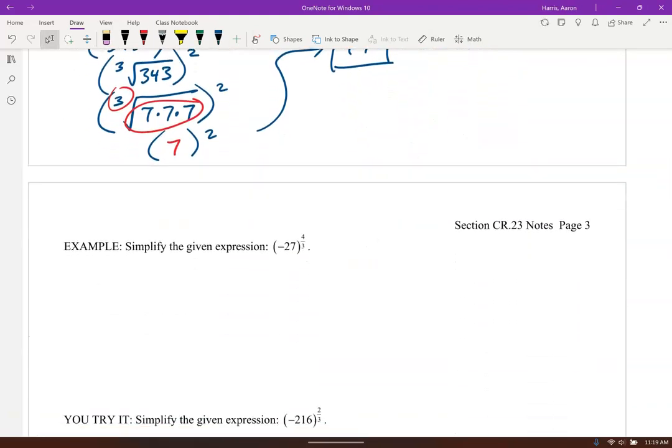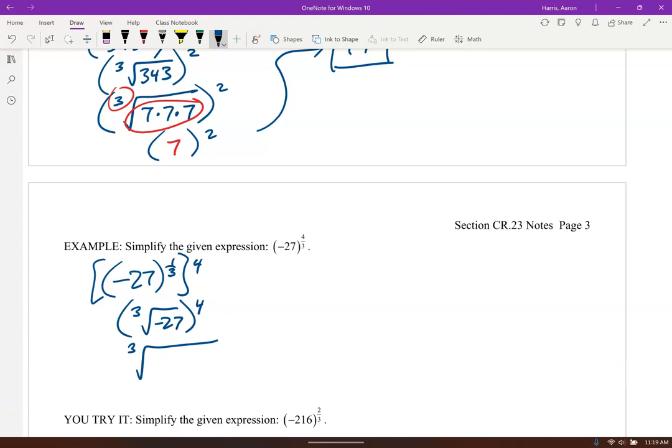Let's do this one now. Negative 27 to the 4/3. So I'm going to take it to the 1/3 to the 4th. In other words, whoops, that's a 27. Sorry about that. So the third root of negative 27, to the 4th. So I'm looking for 3 of a kind.